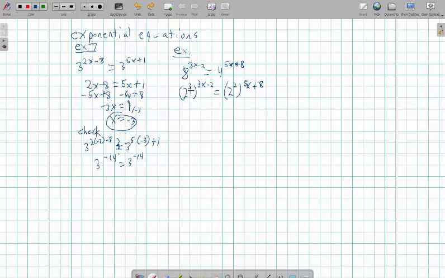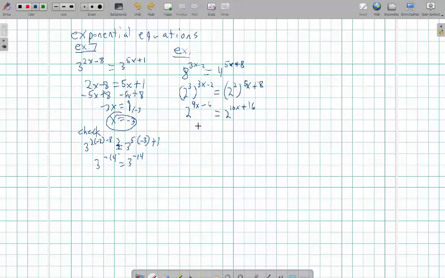And then if you remember your rules of exponents, if you raise something to an exponent and then raise that to an exponent, you just multiply the exponents. So this would be 2 to the 3 times 3x is 9x. 3 times negative 2 would be 6. And then on the other side, I would have 2 to the 2 times 5x is 10x. 2 times 8 is 16.